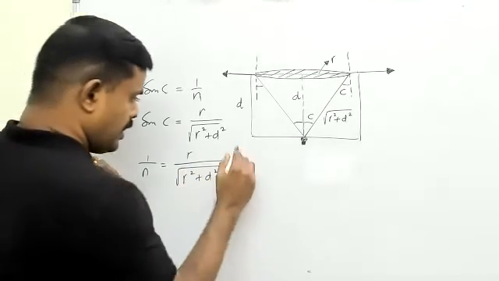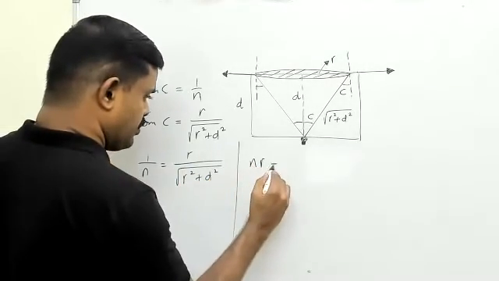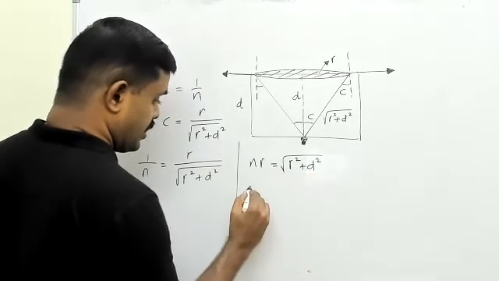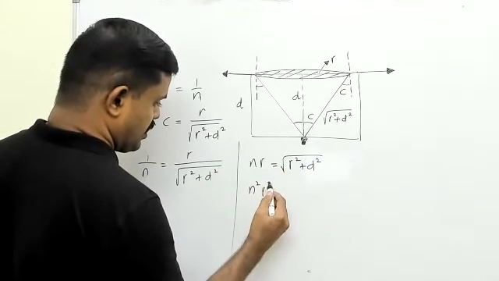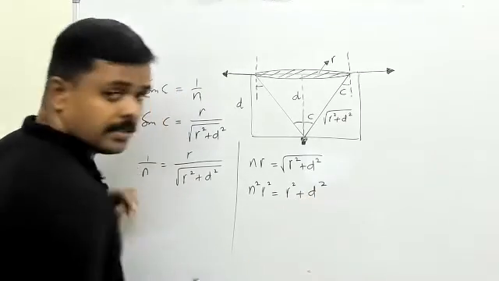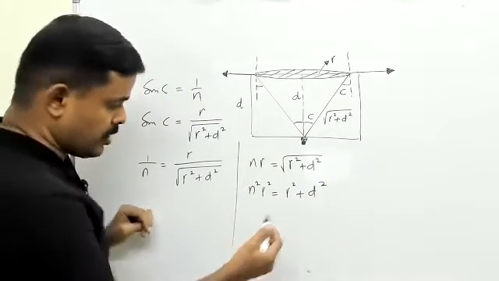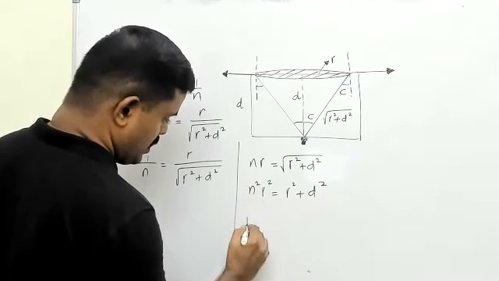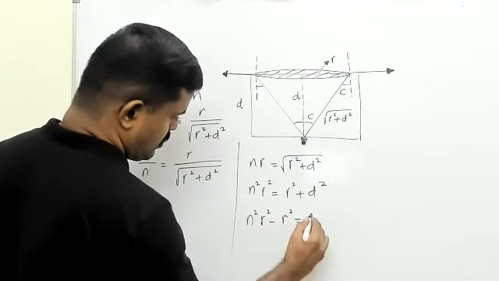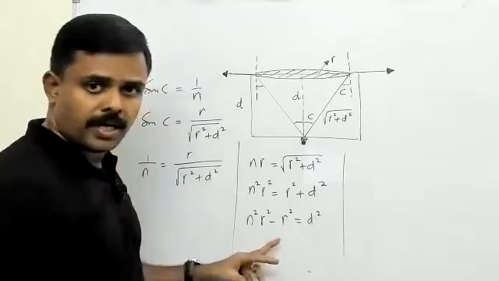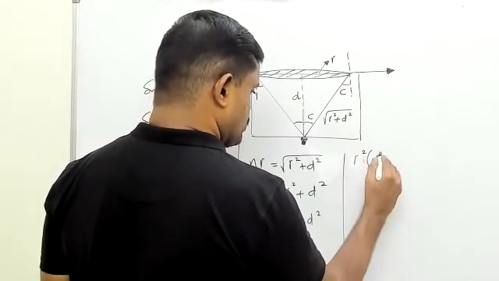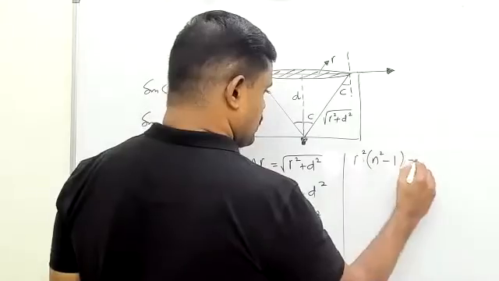Cross multiply. nr is equal to root of r square plus d square. Square it up. You get n square r square is equal to r square plus d square. My aim is to get r, so I'll get r's on one side. This is n square r square minus r square is equal to d square. So r square is taken common. r square into n square minus 1 is equal to d square.